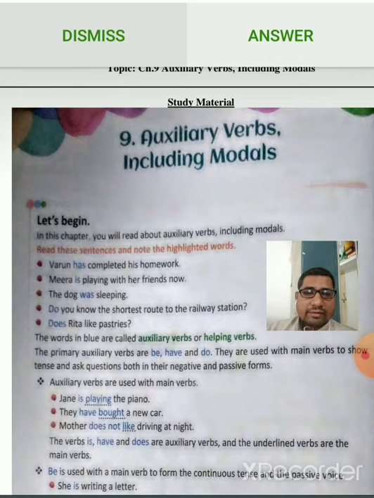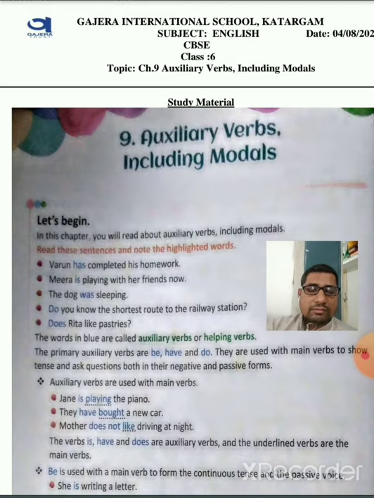The underlined verbs are the main verbs. Is playing, have bought, or does not like. Here you can see underlined verbs playing, bought, like. They are main verbs. They are also known as action verbs. While is, have, and does, they are helping verbs. They support the main verb, action verbs, to make the meaning of the sentence complete.